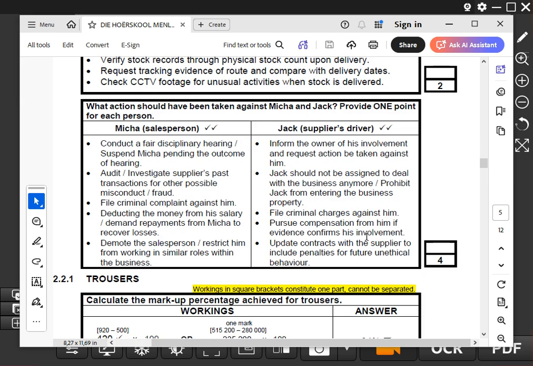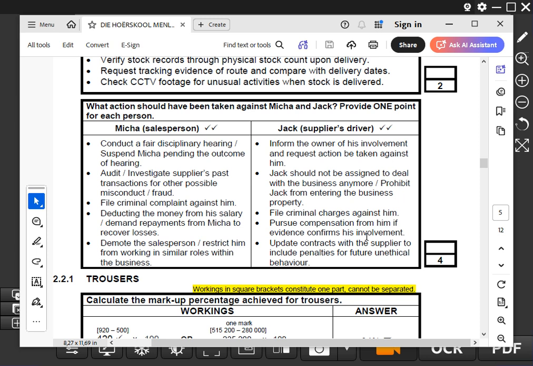So, conduct: can you see, Misha, all the things I told you now. Start deducting money from his salary. Okay? You can do anything like that. But Jack, you can't do it because he doesn't work for you. You inform the owner of his involvement, or the supplier.